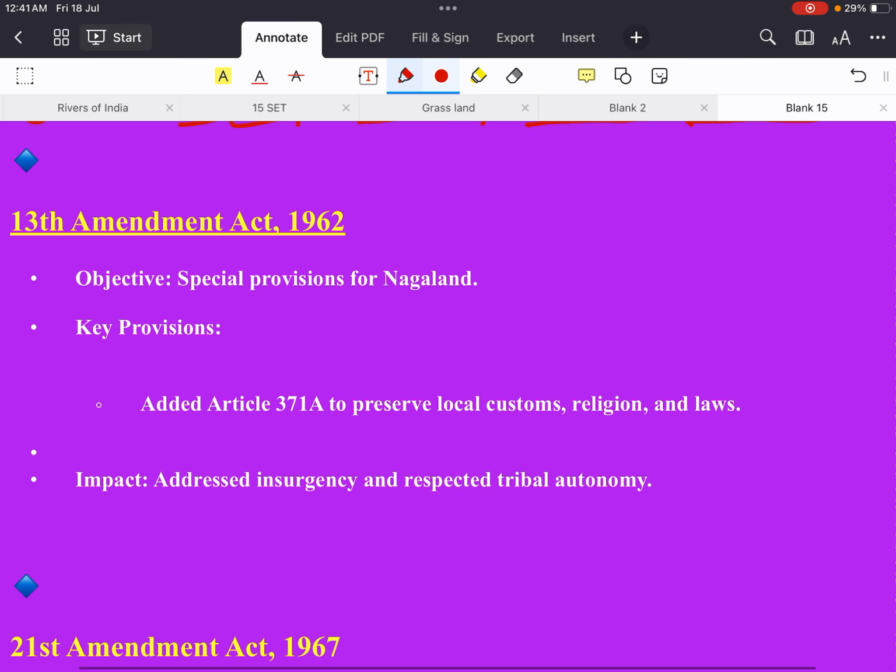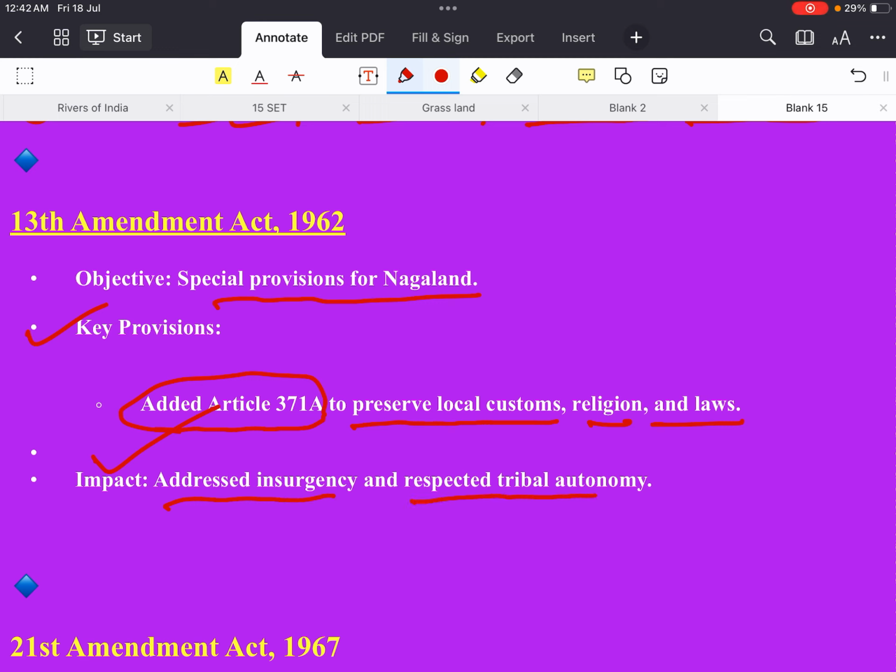Then next, 13th Constitutional Amendment Act 1962. Objective of this amendment was special provision for Nagaland. What are the key provisions? Added Article 371A. Why was it added? To preserve local custom, religion and law. And what was the impact? Addressed insurgency and respected tribal autonomy.